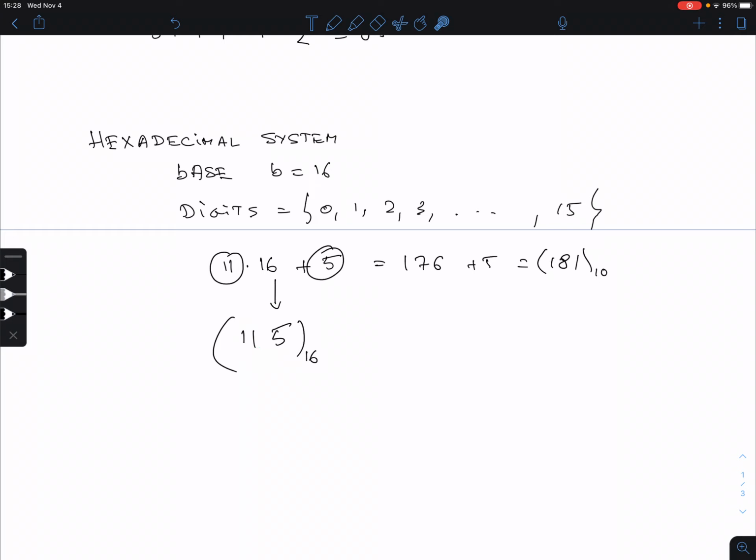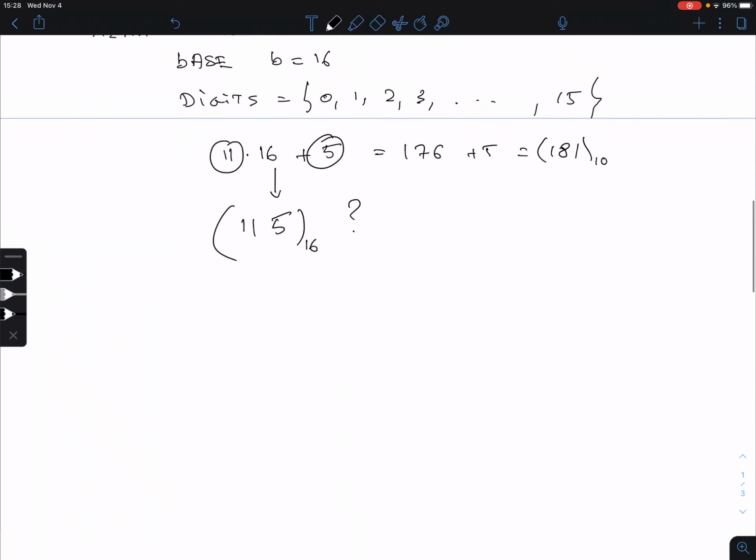Do I mean 11, so that in other words, this is one coefficient, this is another, or do I mean 1, 1, 5? Strictly speaking, this is what I would think. So the question is, is this the correct representation of that number? No, because what does this mean in hexadecimal? 5 would be the coefficient of 16 to the 0. This is the digit that is a coefficient of 16 to the power 1, and this would be 16 to the power 2.